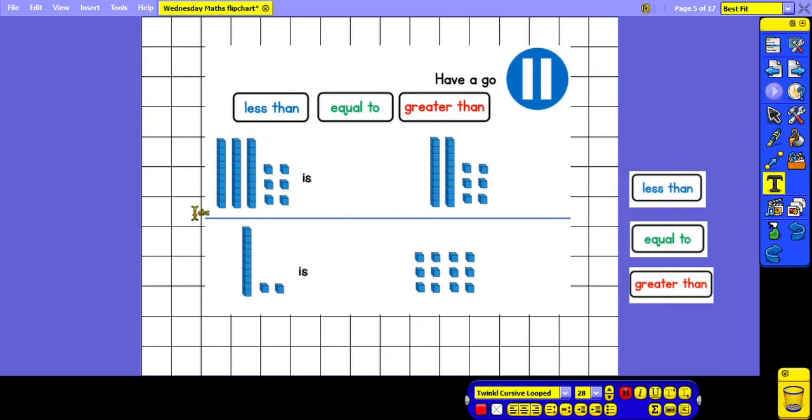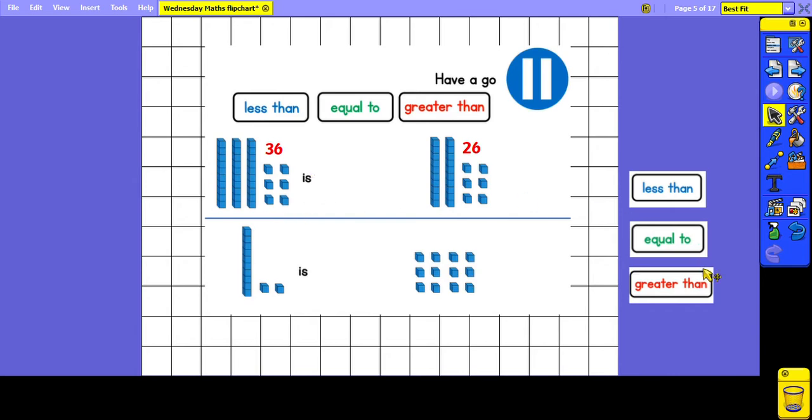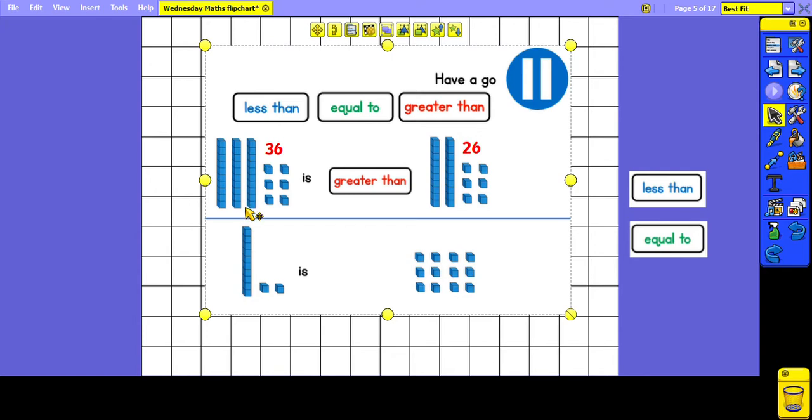Okay, so starting here then, we've got 3 10s, which is 30, and then we have got 6 ones. So this base 10 represents the number 36. And on this side, there are 2 10s, which is 20, and 6 ones. So this represents 26. And if we compare 36 and 26, we know that 36 is greater than 26, and that is because it has got 1 extra 10.